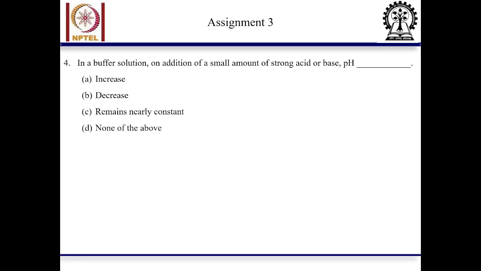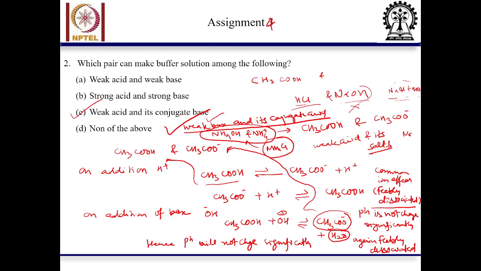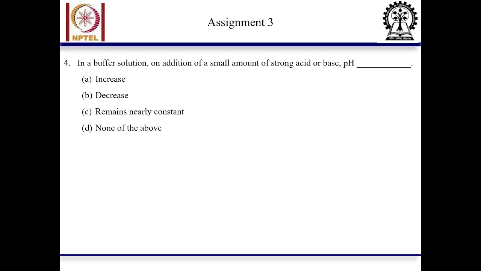Okay, great. First, what is a buffer? A buffer is basically a weak acid and its conjugate base, or a weak base and its conjugate acid. Now I will explain how the pH will remain nearly constant for a buffer solution. I already told you about the weak acid and its conjugate base. Now I will take the other option. Suppose we have taken a weak base and its conjugate acid, or we can say its salt.